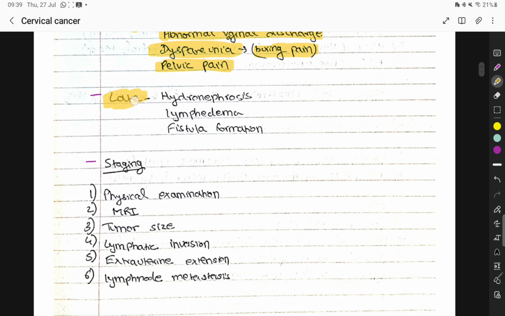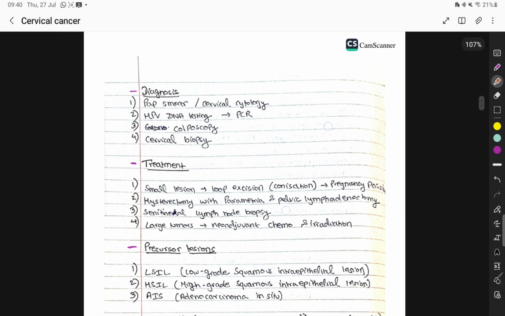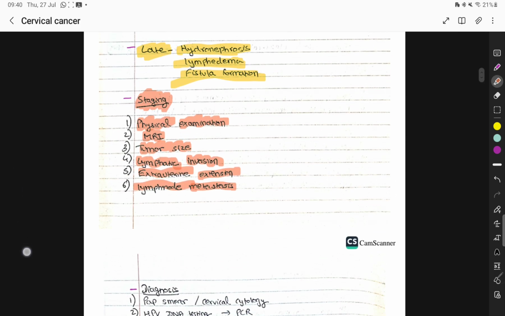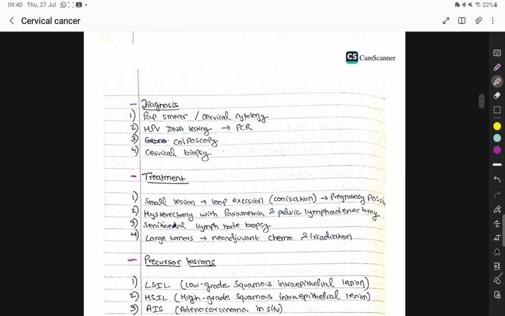Okay, now late symptoms are hydronephrosis, lymphedema, and fistula formation. Okay, now staging of cervical cancer is done by physical examination, MRI, tumor size, lymphatic invasion, extrauterine extension, lymph node metastasis. Okay, so these procedures are used to stage the tumor. This is not the exact staging of the tumor.